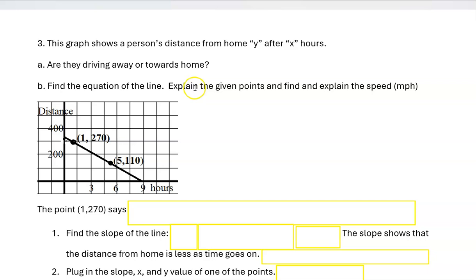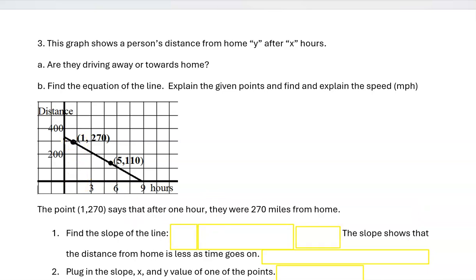So find the equation of the line, explain the given points, and find and explain the speed. So let's just take this point (1, 270). What that says is after 1 hour, they are 270 miles from home. That point didn't land exactly the way it should have, but it's telling us it's (1, 270). So after 1 hour, they're 270 miles from home. And the second one, after 5 hours, they are 110 miles from home. So that's what those points mean to us.